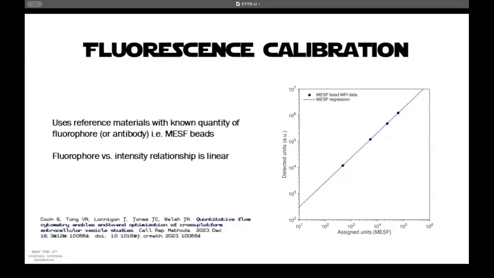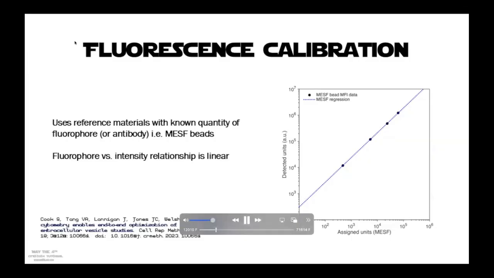Fluorescence calibration is fairly easy to do. You will typically buy a set of beads from a manufacturer that have defined numbers of molecules on their surface. You will acquire those on a flow cytometer, and with the detected MFIs, you will plot them against the assigned units on the side of the bottle and draw a regression line. You will then use that regression to convert all of your data into standard units.